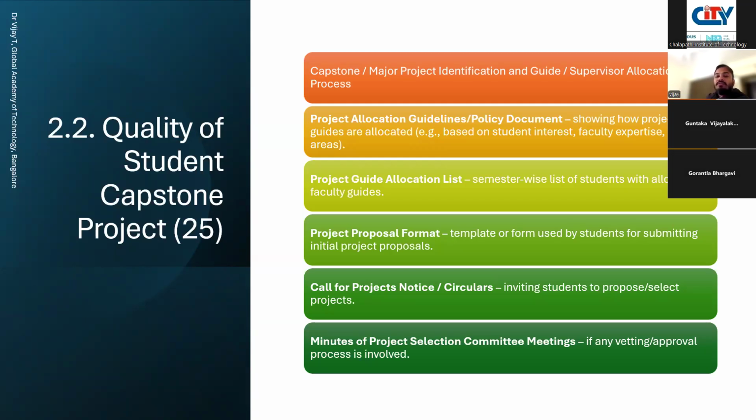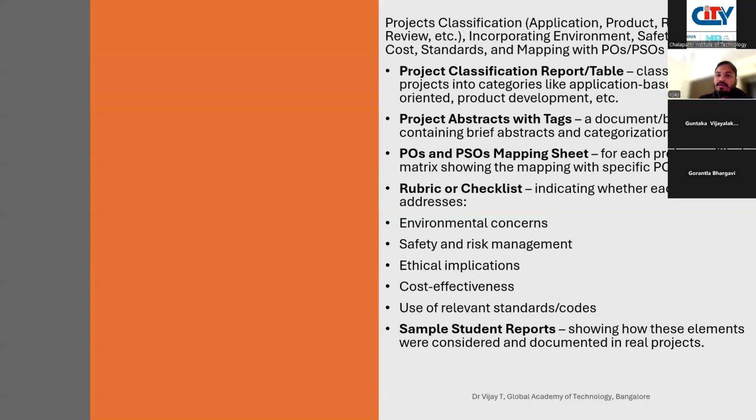How many reviews would you do in one semester for the project? Minutes of project, work diaries for the project. So all these documentary evidences have to be maintained with respect to capstone project. Project classification again has to be done based on application, product, research, review, and incorporating environment, safety, ethics, cost standards, and mapping of each of these projects to POs and PSOs has to be done. If you're mapping it to POs and PSOs, then this should also have course outcomes.